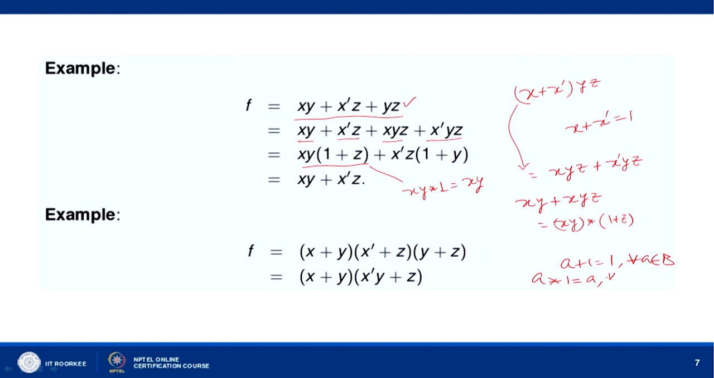Okay. So, this gives us xy, and similarly we can combine x'z and x'yz. So, x'z into (1 plus y), we can write 1 plus y is equal to 1. So, we have x'z into 1, and x'z into 1 we get as x'z by using this result, this theorem. So, we have xy plus x'z. Okay. So, this given expression which consisted of the three terms xy, x'z and yz is reduced to now two terms, xy and x'z.